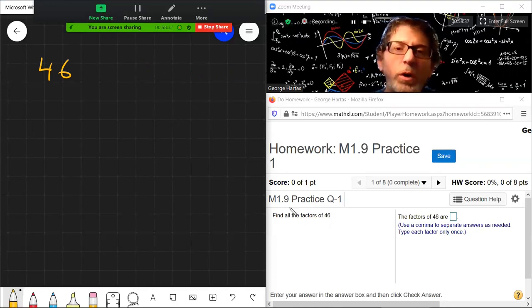Now notice the word all, very important, because later on you're going to find prime factorization. Not in this video, but later on in this module. So notice the difference. Here, find all factors. When they say all factors, they mean every possible one, okay? And later on in this video, we'll cover what prime numbers are. Right now, we're not touching that.